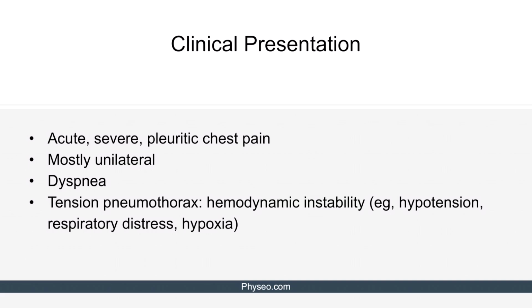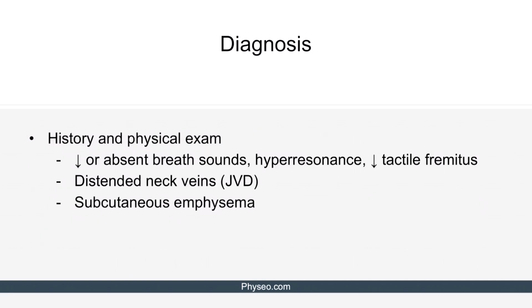Patients with pneumothorax present with acute and severe pleuritic chest pain that is mostly unilateral. Dyspnea is also usually present. Patients with tension pneumothorax can present with hemodynamic instability with hypotension, respiratory distress, and hypoxia. History and physical exam can be very suggestive, and patients present with decreased or absent breath sounds, hyperresonance upon percussion, and decreased tactile fremitus.